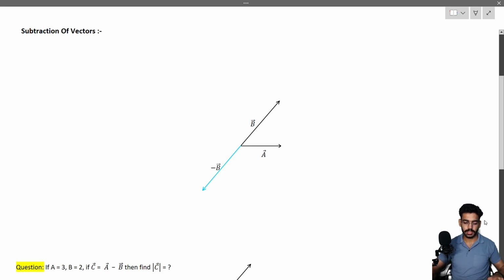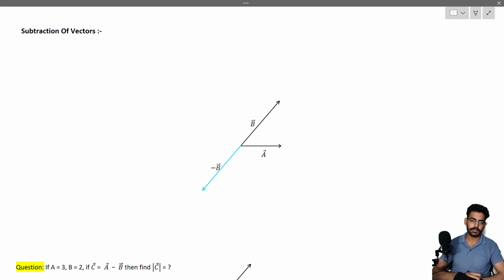Hello everyone. Now we are going to start with our next topic in vectors, one more operation, that is subtraction of vectors. How do we subtract two vectors and find the magnitude of their resultant? Let's say we have two vectors here: vector A and vector B, and the angle between them is theta.